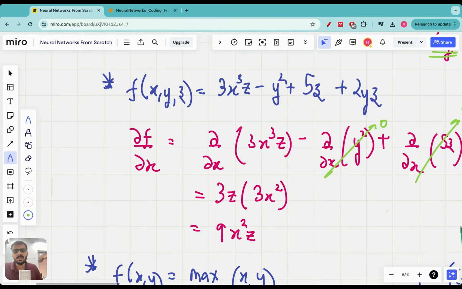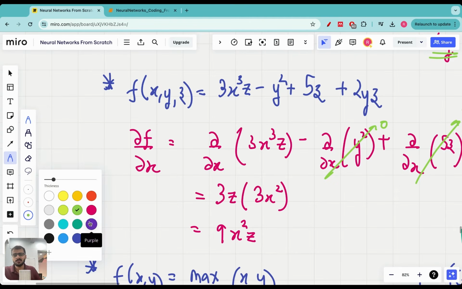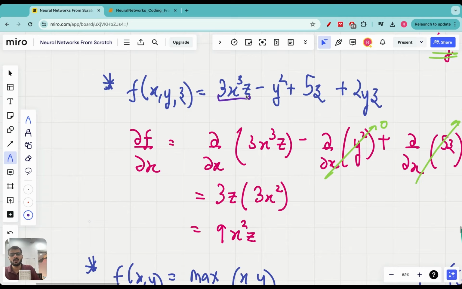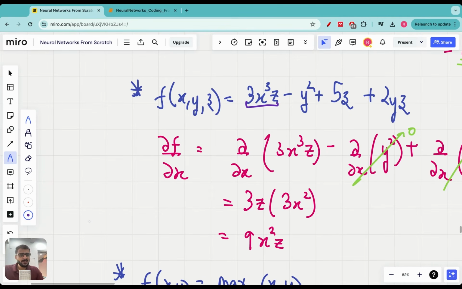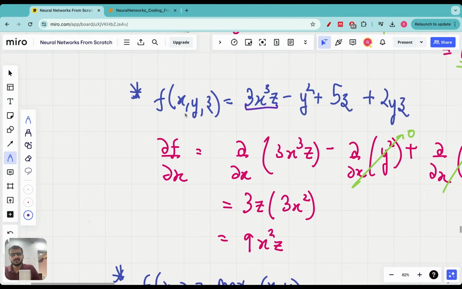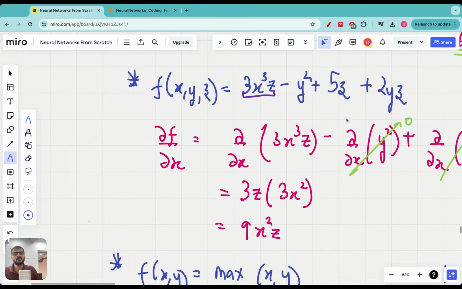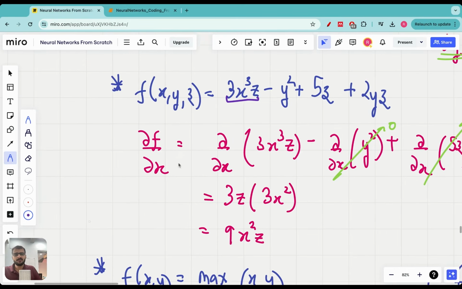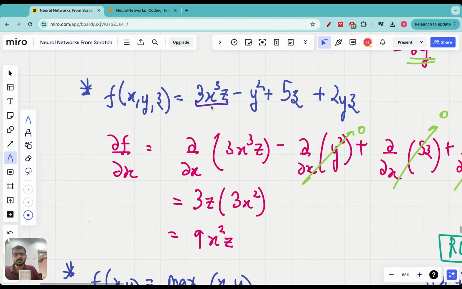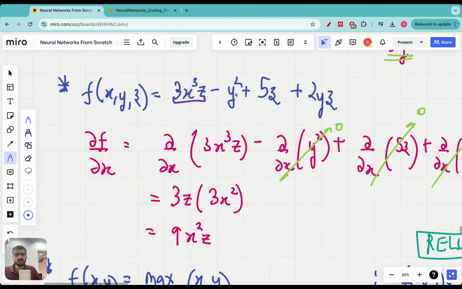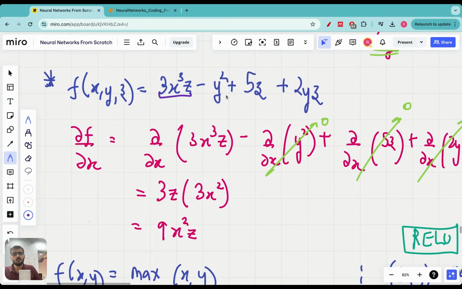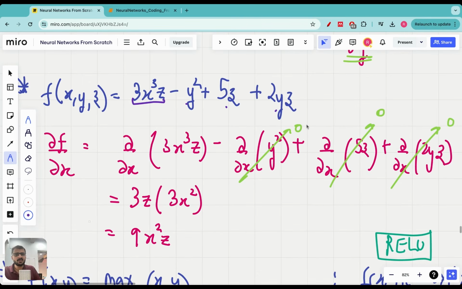Okay, so as I mentioned, three variables. Let's take an example of three variables here, which is a bit complex since there is a product term. But remember our trick: when you take the partial derivative with respect to one variable, all other variables will be treated as constants. So let's say this is f of x, y and z, 3x cube z minus y square plus 5z plus 2yz. If you take the partial derivative of f with respect to x, it will be the partial derivative with respect to the first term plus the partial derivative with respect to the second, third and fourth terms. Now remember, the second, third and fourth terms do not have x. So these will be treated as constants, so their derivative with respect to x will be 0.